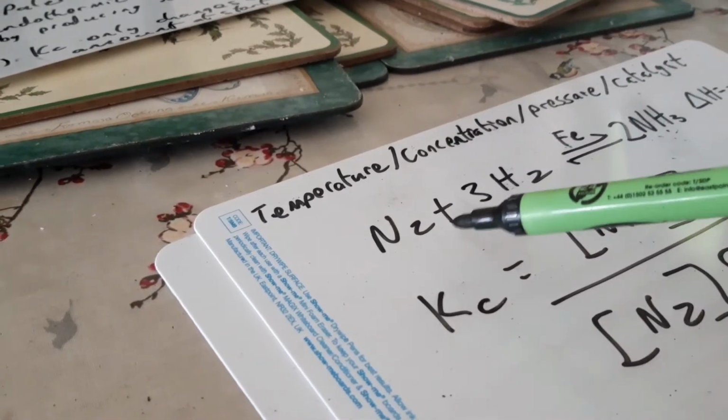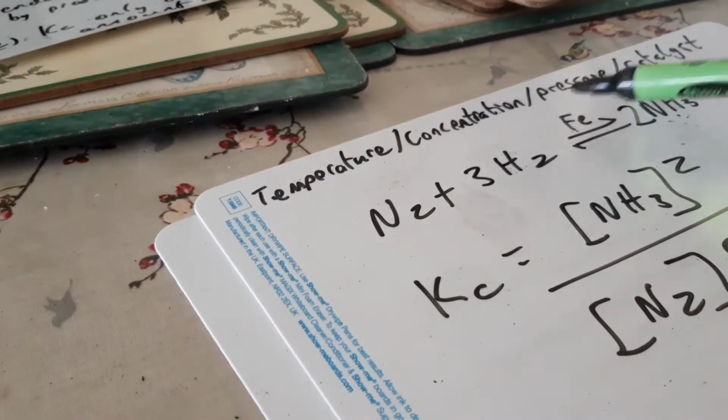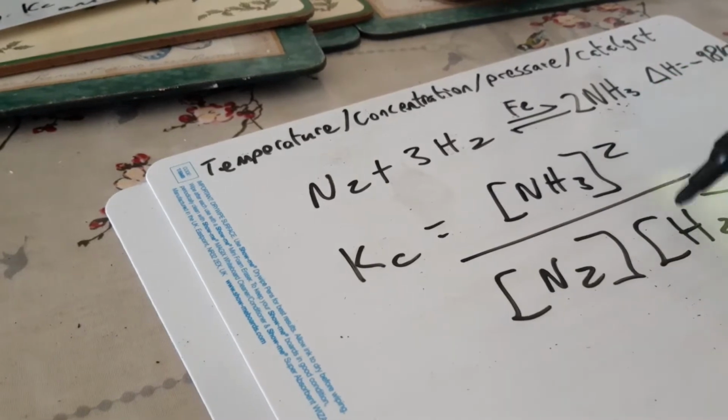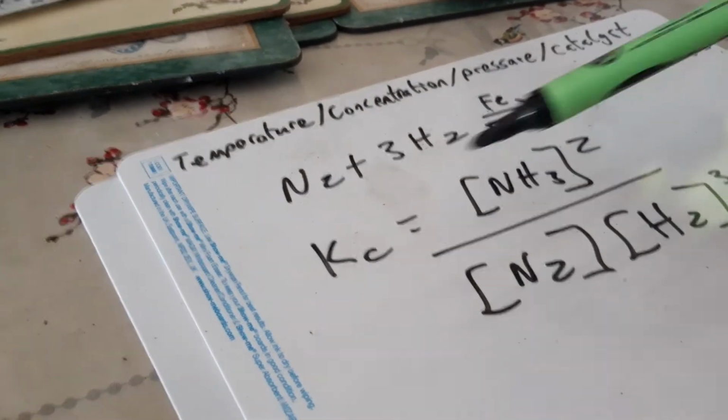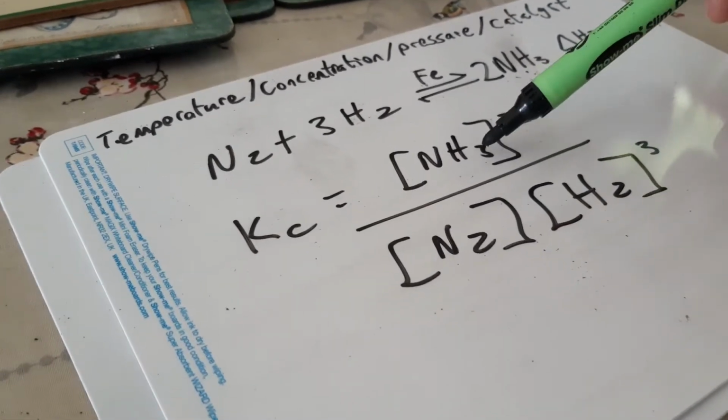And we're going to look at this reaction under each of these four categories, okay, and how it affects Kc. So I've written the equation for Kc here, okay? And the value of Kc isn't important for this, right? But Kc is here, as you can see, right? And the products are over the reactants.